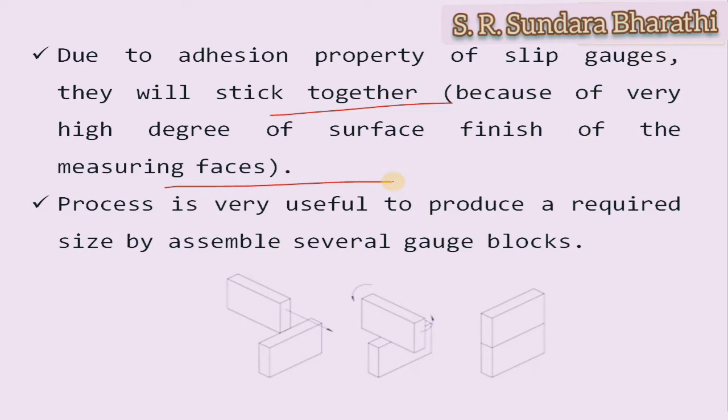Why do we do this process? To assemble several gauge blocks, adding them one by one, to get the required height of the slip gauges. It helps to measure an unknown value.